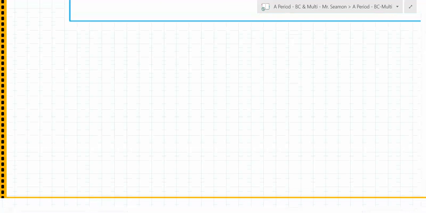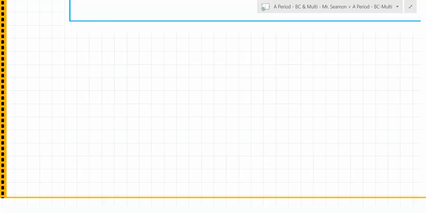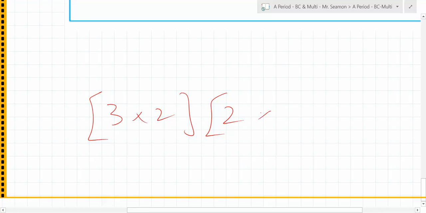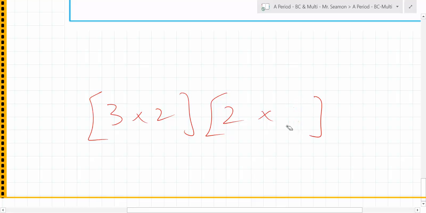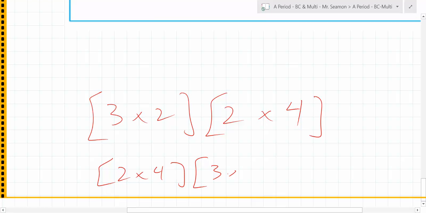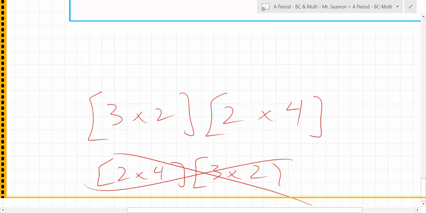The reason I'm reticent and hesitant to commit to that, I have to really think about it, is because when you take two matrices, for example, you can multiply a 3x2 matrix by a 2x3 matrix, but you can't do a 3x2 times a 3x2. For example, you can multiply a 3x2 times a 2x4, but you can't do a 2x4 times a 3x2. It's just not defined.